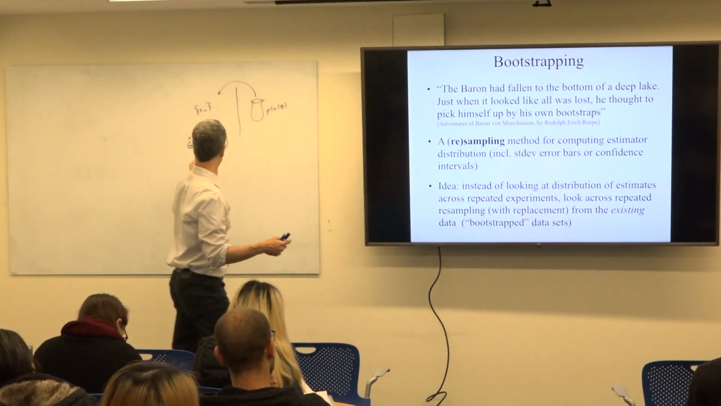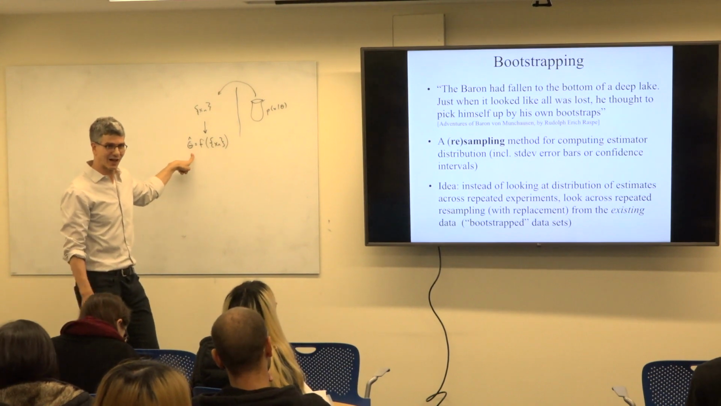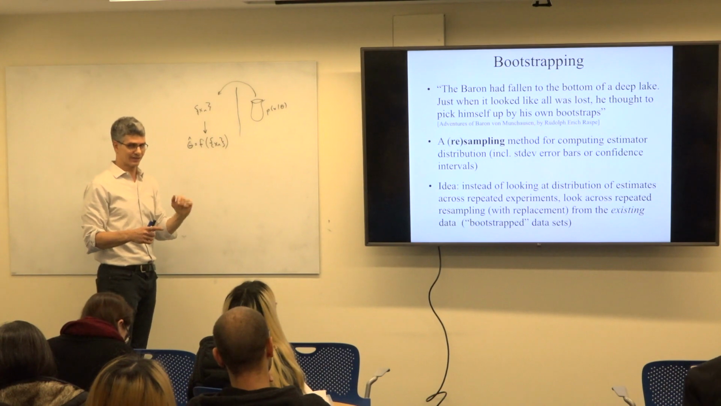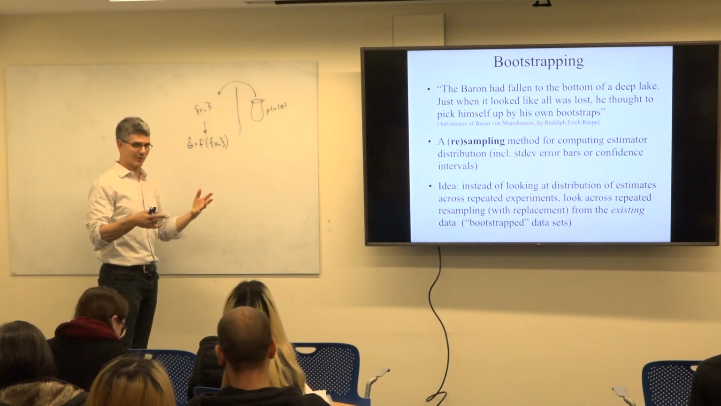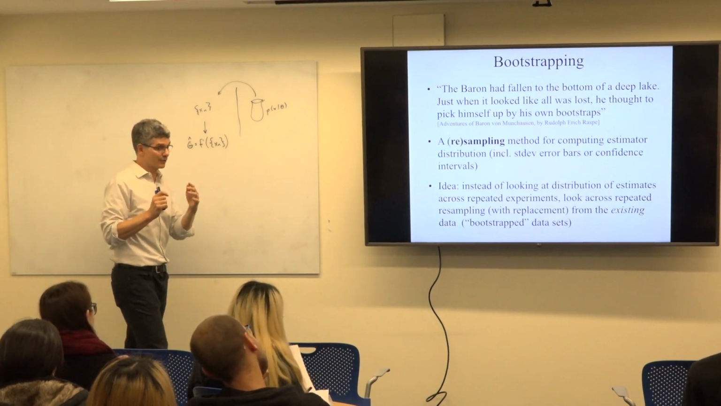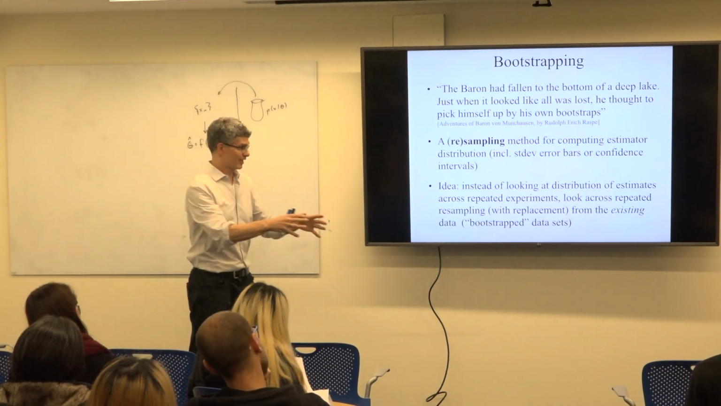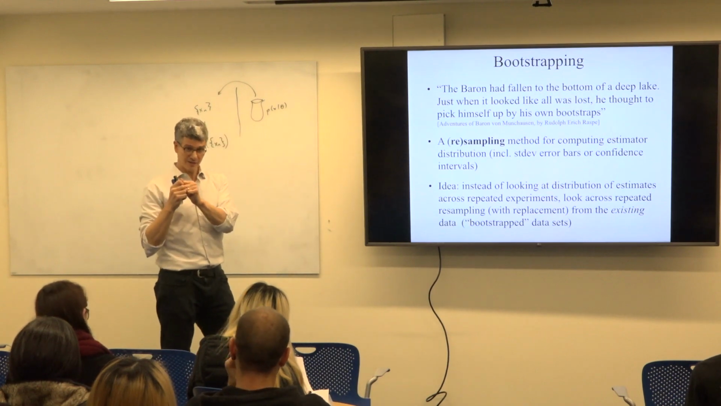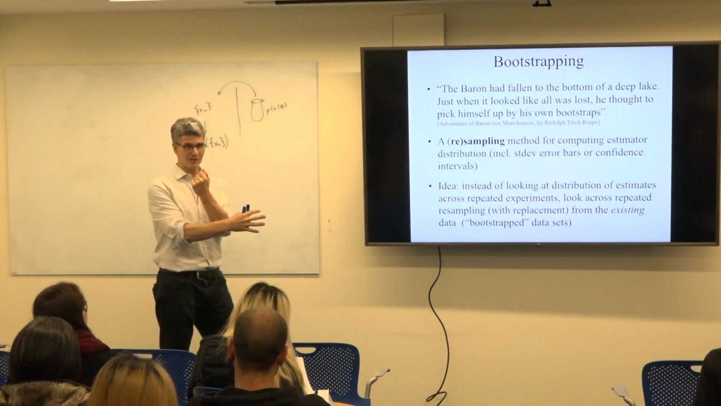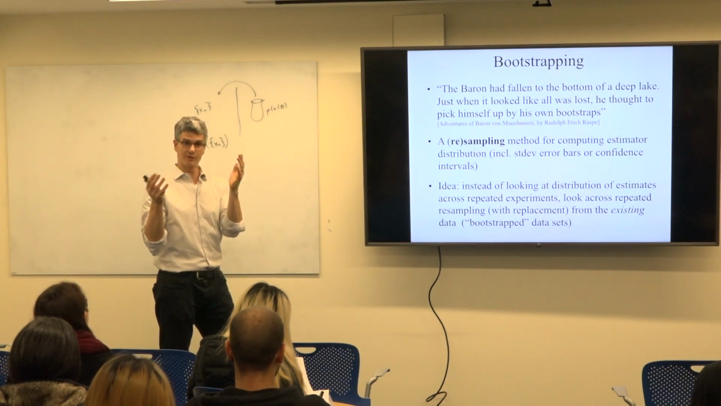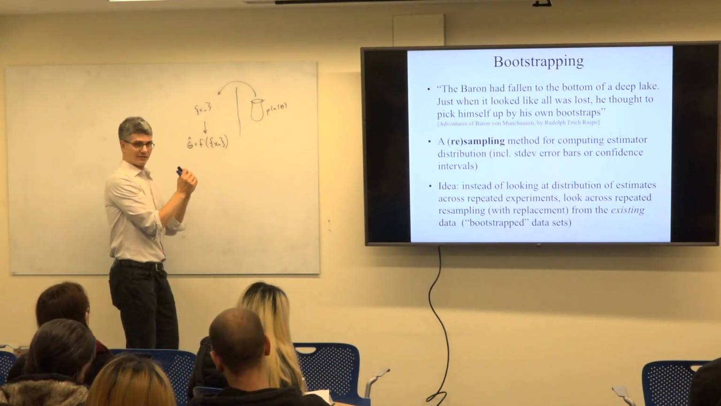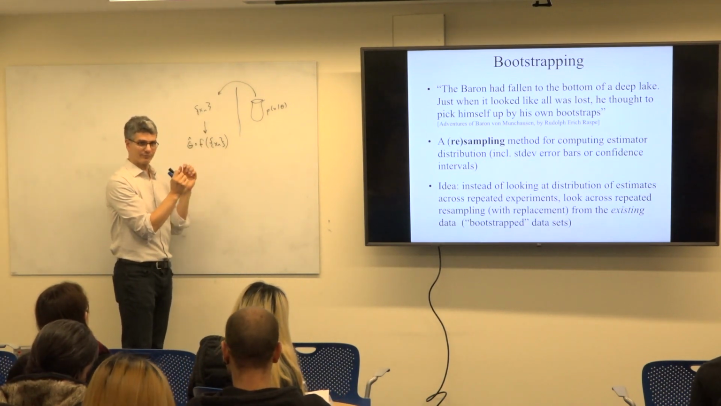I want a distribution of theta hat. I don't just want the theta hat that I've got from my data. I want to know what's the distribution of theta hats that I could have gotten if I had run the experiment again, because I want to know how sure I am about the theta hat that I have. So the way you do it is you draw a new sample out of the data that you have. A new sample will not be equal to the original collection of data, because some things will be duplicated and some things will be missing. I run the estimate on that new data set and I get a different theta hat.